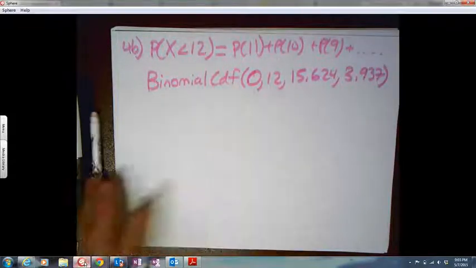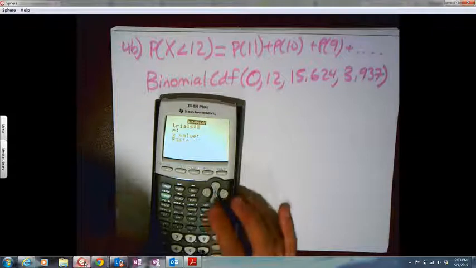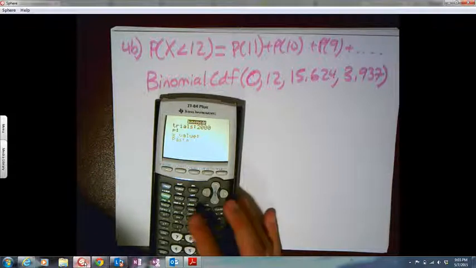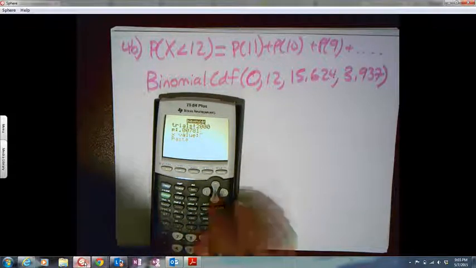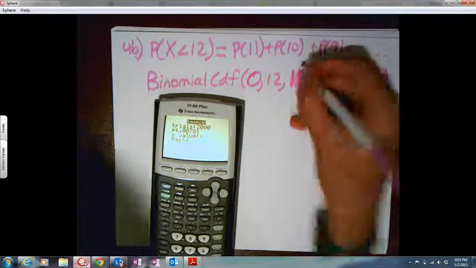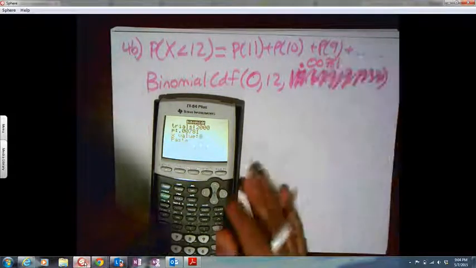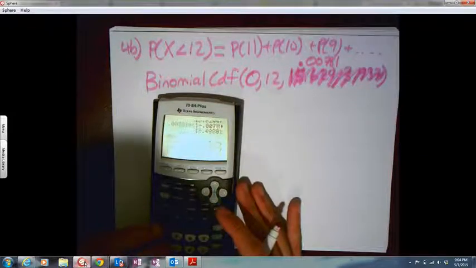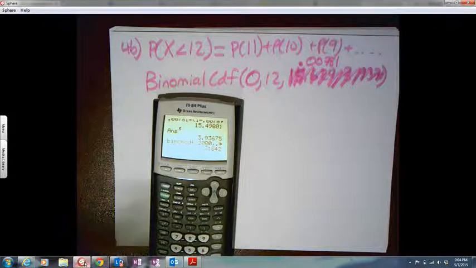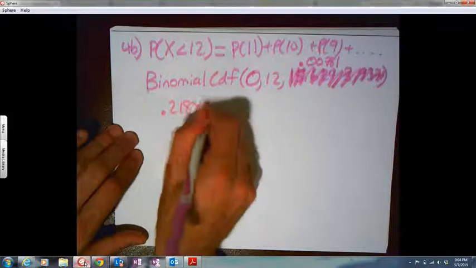So distributions, binomial CDF, how many trials? 2,000. P-value is 0.00781. Although you don't really need this. I'm sorry, I was thinking normal CDF here. You do not need this. You just need lower bound, upper bound, and the probability. 0.00781. And the X value is 12. And here we have 0.21842.